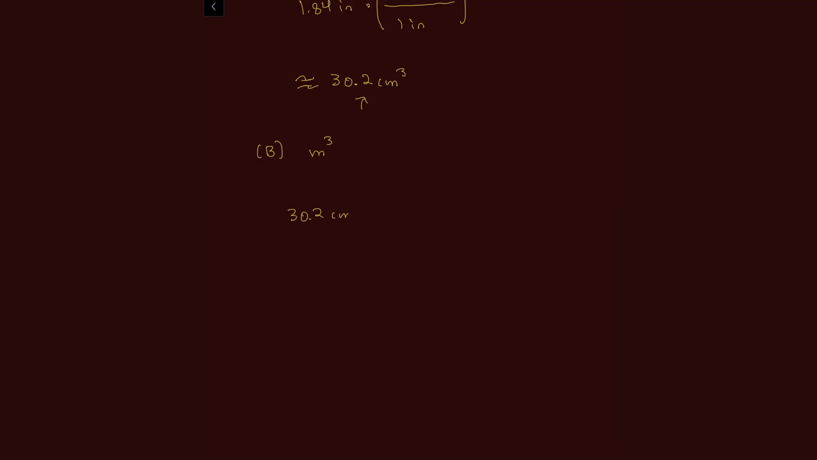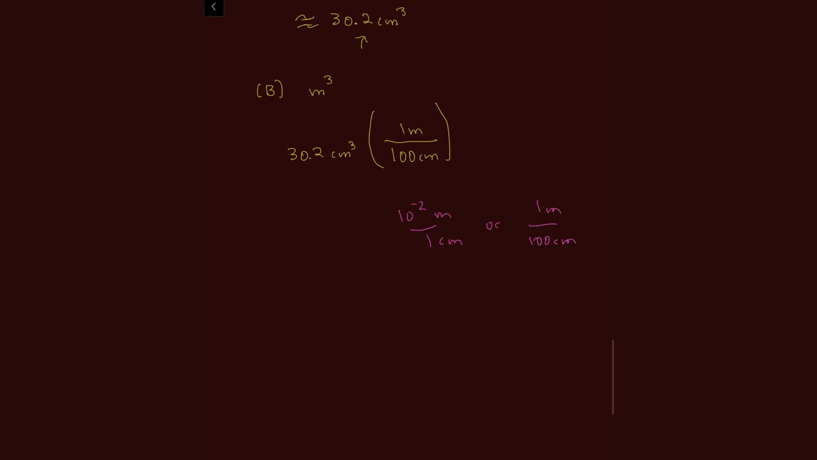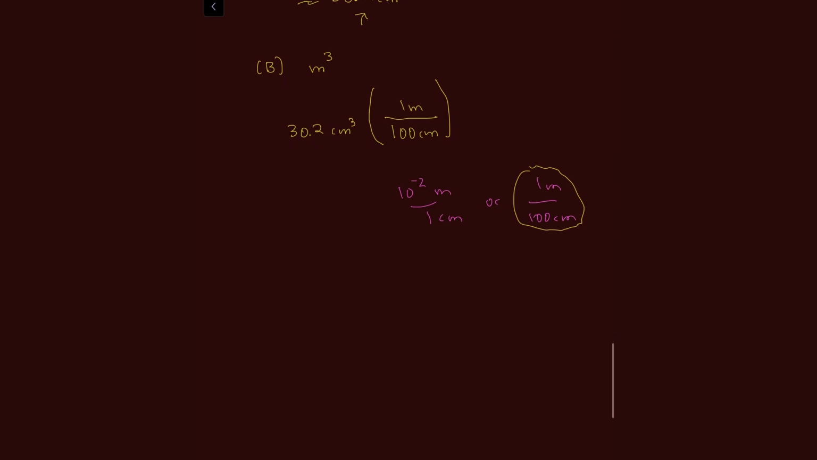So 30.2 centimeters cubed. And we know that there's 100 centimeters in 1 meter. Remember, you can either memorize it as 10 to the negative 2 meters per 1 centimeter, or 1 meter per 100 centimeters. Mathematically, it's the same thing. To me, it's just more comfortable to memorize it this way. Just makes more sense. And we're going to cube this, remember? Because we need centimeters cubed at the bottom here.